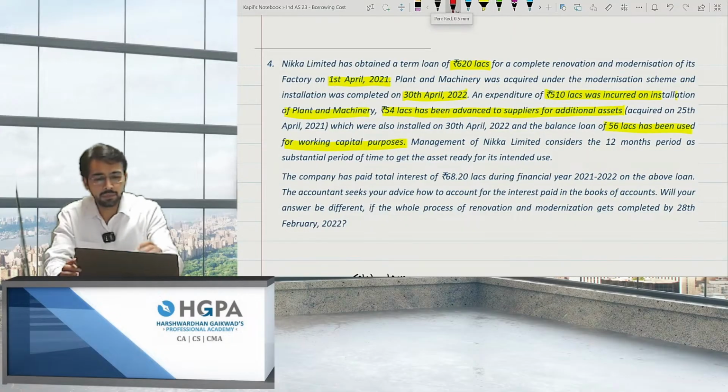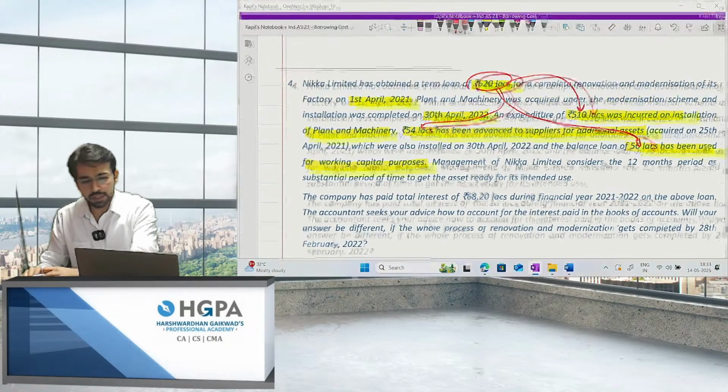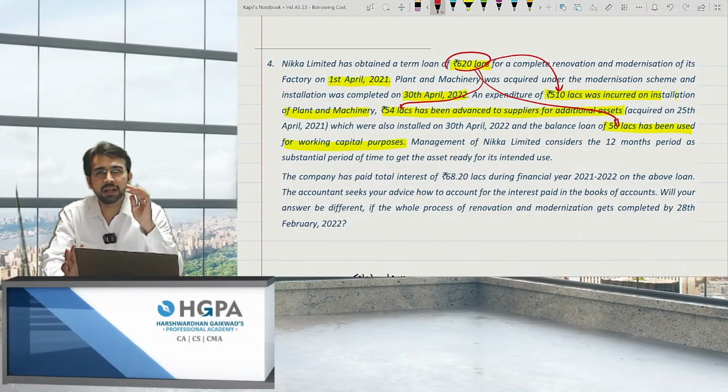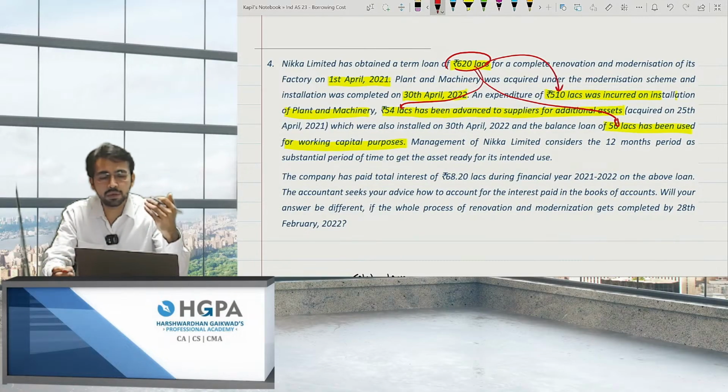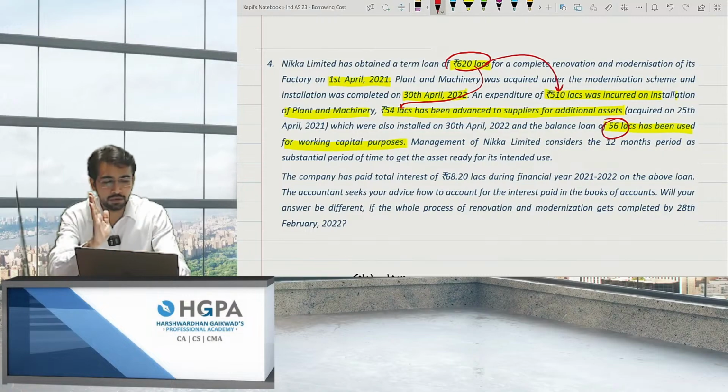Now the point is, out of this 620, you used 510 on plant, 54 as advance for additional assets, and 56 for working capital. Please check how much is the total. It is 510 plus 54 plus 56. It comes to 620. So they have given the complete bifurcation. Where did I use these funds? First is the plant, the second is additional assets, and the third is working capital. Obviously, this working capital is not a qualifying asset. Obviously, you need to expense it out.